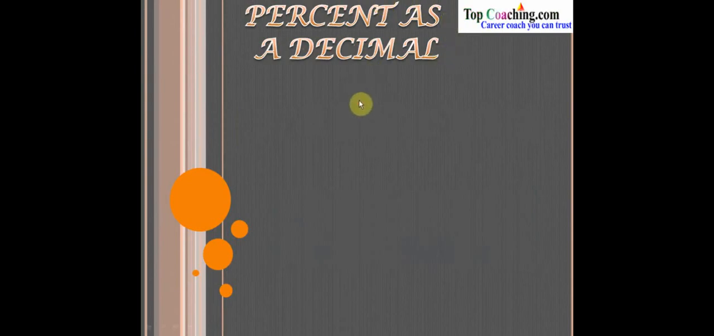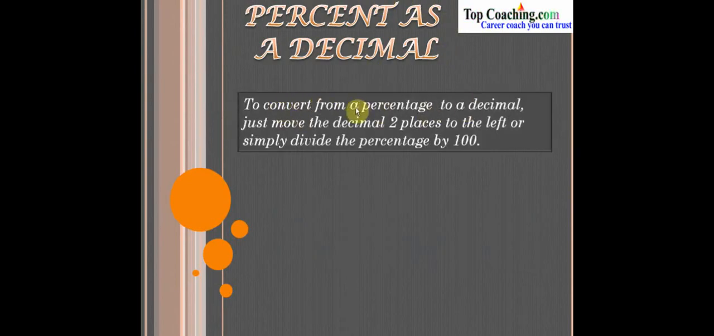Now, percent as a decimal. To convert from a percentage to a decimal, just move the decimal 2 places to the left, or simply divide the percentage by 100. So what we do here is we move the decimal point 2 places to the left, or we simply divide the percentage by 100.